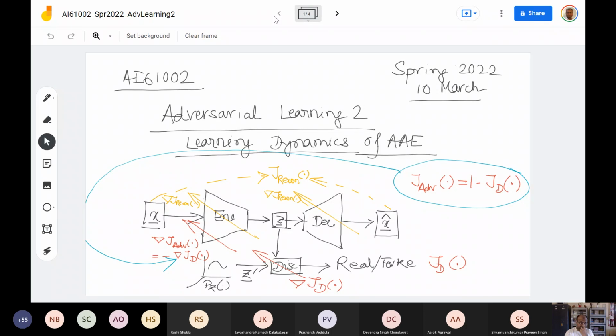Does that make sense? Yes, sir. And if you are still confused, ask me. I'll try to put down as much explanation as I can. It takes time to really understand this because it's a dynamic system.